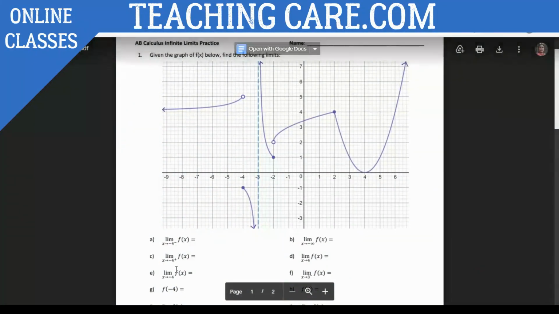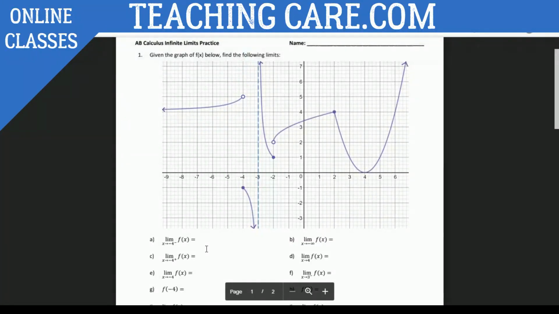Limit x approaches negative 4 plus f of x. So that's -1. Yes, correct. Next. Limit x approaches 4 f of x. D. As it approaches 4, it's going to be 0. Okay, good. Next one. Limit x approaches negative 4 f of x. Does not exist. Yes, obviously. Limit x approaches 3 minus f of x.